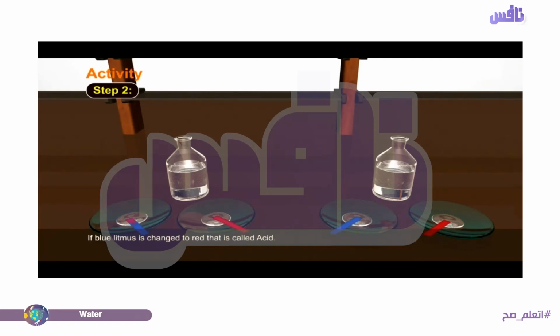If the blue litmus changes into red, it's called an acid. If the red litmus changes into blue, it's called a base. Finally, from this indicator, we can tell whether the substance is an acid or a base by observing the change in the color of litmus paper. Some substances whose odor changes in acidic or basic media are called olfactory indicators.